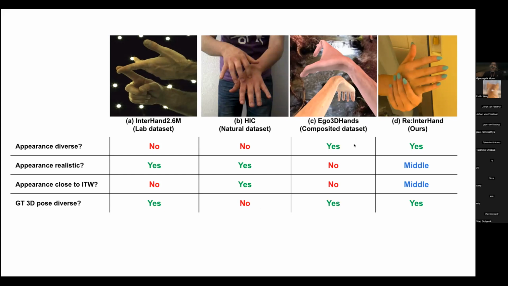Ego 3D hand has diverse appearance because the background is brought from random images, but appearance realism is not good and far from indoor images. And ground truth 3D pose is diverse because it's a rendered one. So our dataset is to address somewhere between this kind of dataset and this dataset. So appearance is diverse, yes, because we use a number of environment maps. And ground truth 3D pose is diverse, yes, because we capture new interacting hand captures. But this is not yes, but not no. It's somewhere between this one and this one.